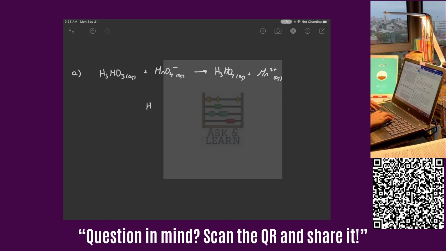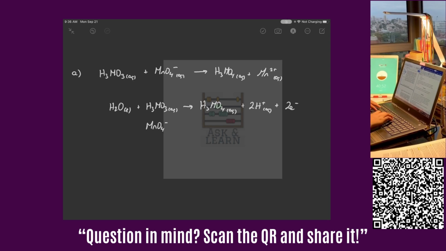Break this apart into two half reactions, H3MO3 to H3MO4. M is balanced on each side. Oxygen is not balanced, so H2O on the left-hand side. That gives me 5 hydrogens on the left, 3 hydrogens on the right, so 2H+ on the right. Let's balance the charge by 2 electrons on the right.